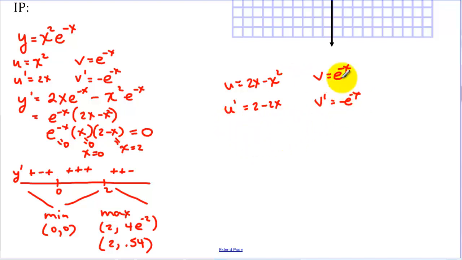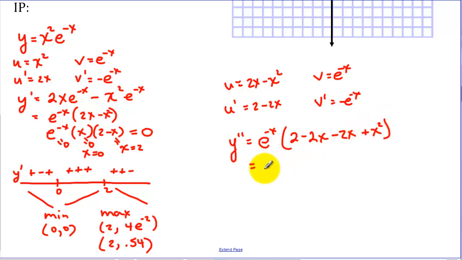So when we cross multiply, we're going to be able to GCF factor out an e to the negative x, and when we go this way, I'm going to have 2 minus 2x, and here I've got negative times that, so I've got minus 2x plus x squared, or x squared minus 4x plus 2.